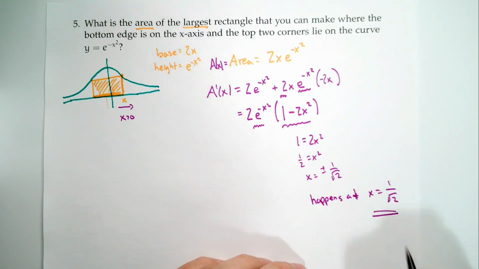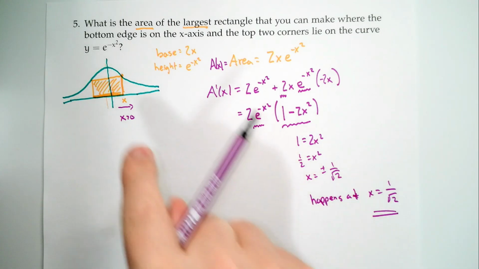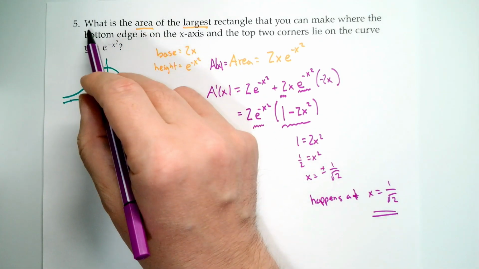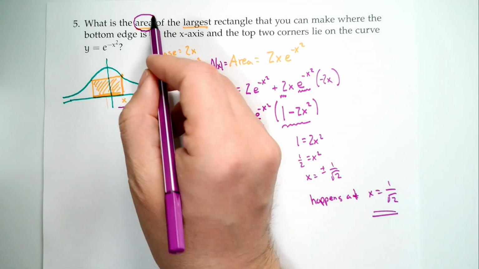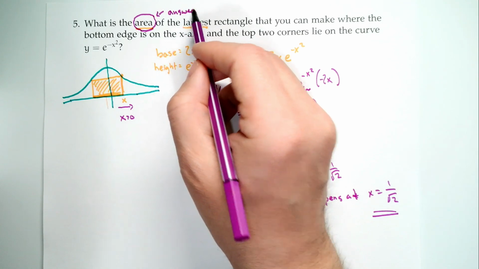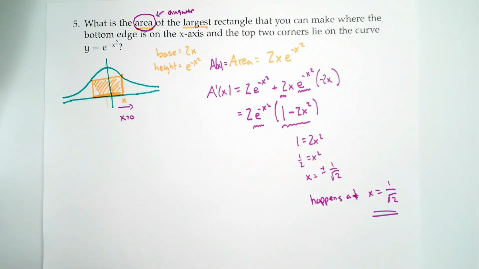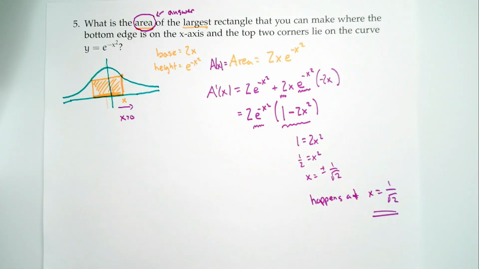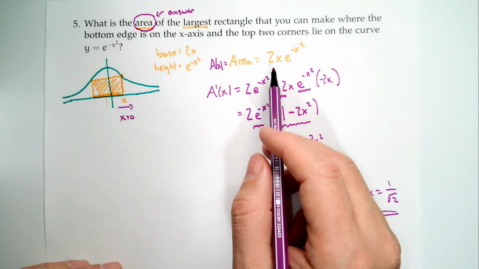Now, is this our answer? No. Why not? You see, we're not after where, we're after what the area is. Our answer should be an area. So we need to figure out what the area is, not for which value of x that happens. They could have asked several questions, like what's the value of x, or what are the dimensions, what's the base, what's the height? They asked us for the area. So what do we do? Well, we plug stuff in.